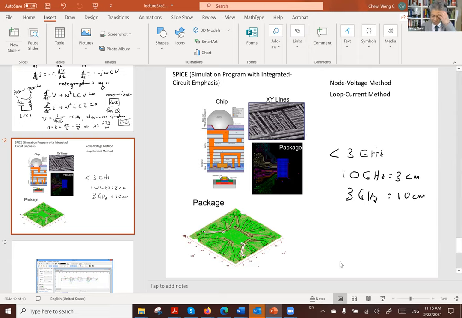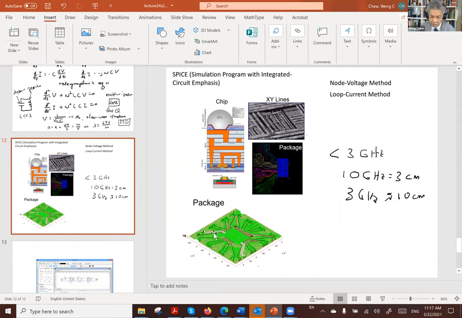So roughly this is the thing that I used to remember as an undergraduate. When you have 3 gigahertz, the wavelength is 10 centimeters, and most of these structures are much, much smaller than the wavelength. So retardation effects can be ignored, and you can use circuit theory to solve these problems.